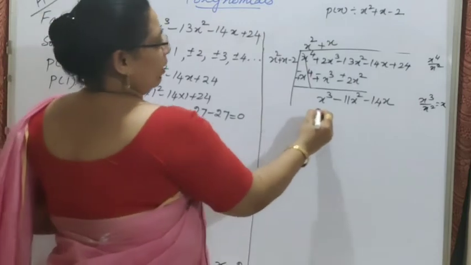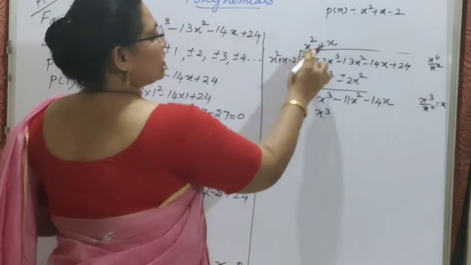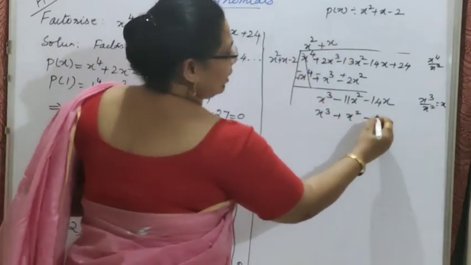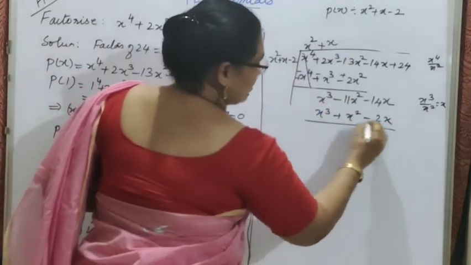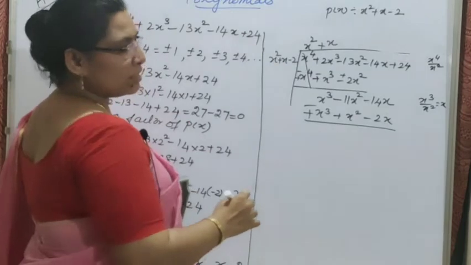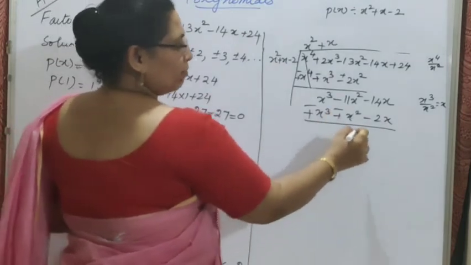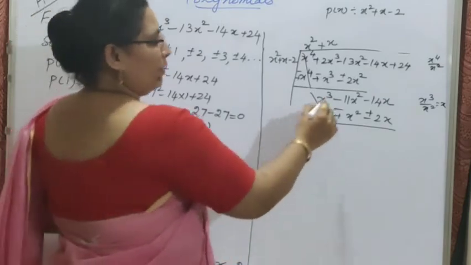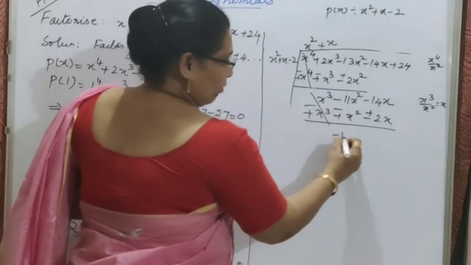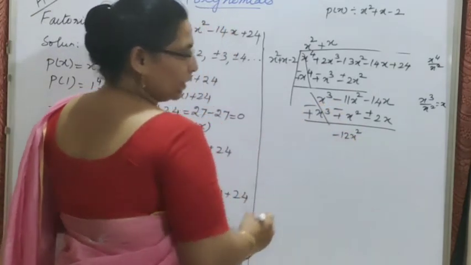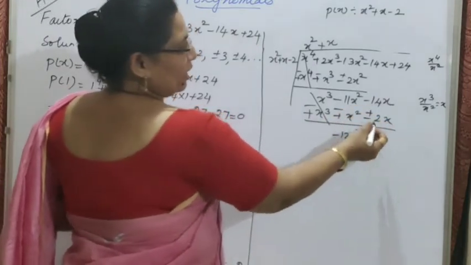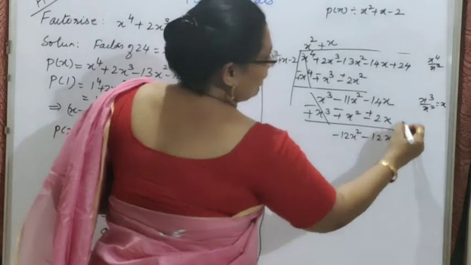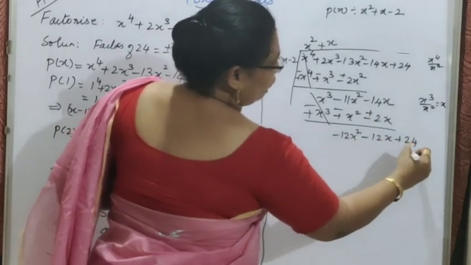Now multiply: x into x, x square; x into minus 2, minus 2x. Minus, plus will become minus, minus will become plus. So this term will get cancelled. Minus 11x square minus x square is minus 12x square, right? Minus 14x plus 2x, again minus 12x, then the next term is 24.